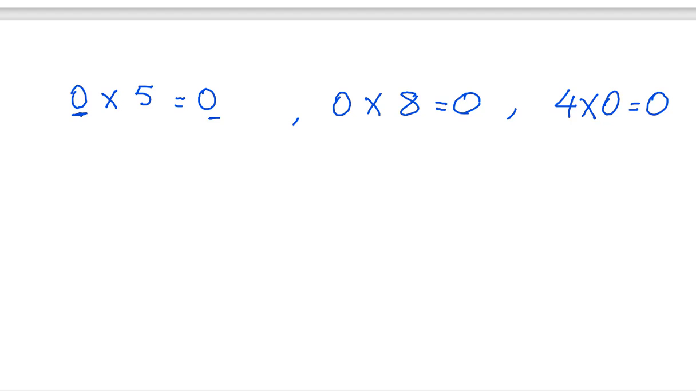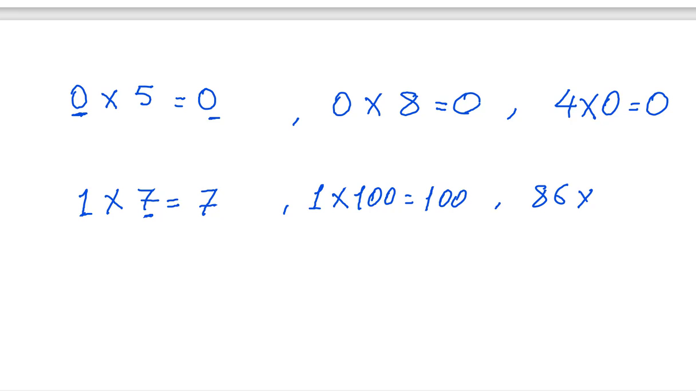And when you multiply by 1, 1 multiplied by any factor gives the same factor, the other factor other than 1, so 7. And 1 multiplied by 100 gives also 100. And 86 multiplied by 1 gives also 86. Okay, so when you multiply by 1, it gives the other factor.